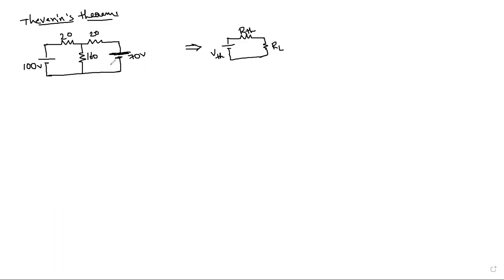Read the problem statement. Find the amount of current passing through the 160 ohm resistor. Good. So find the amount of current passing through the 160 ohm resistor.